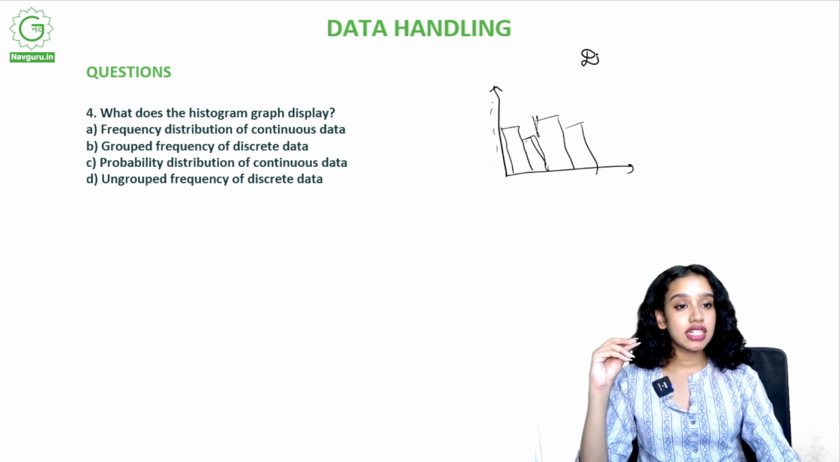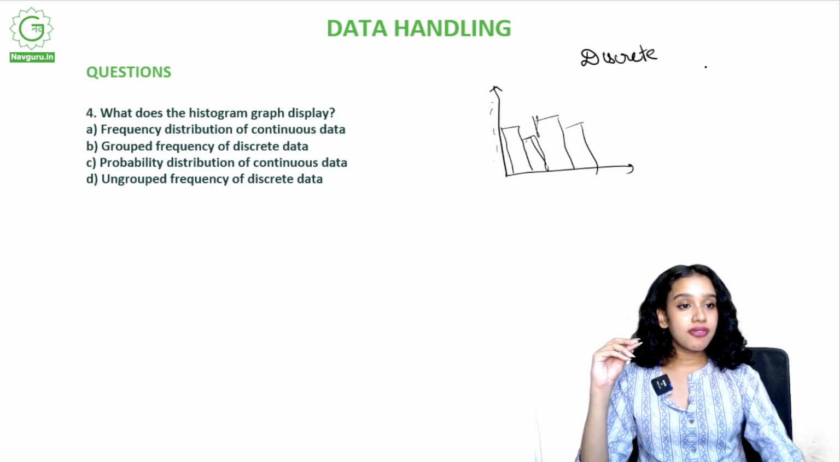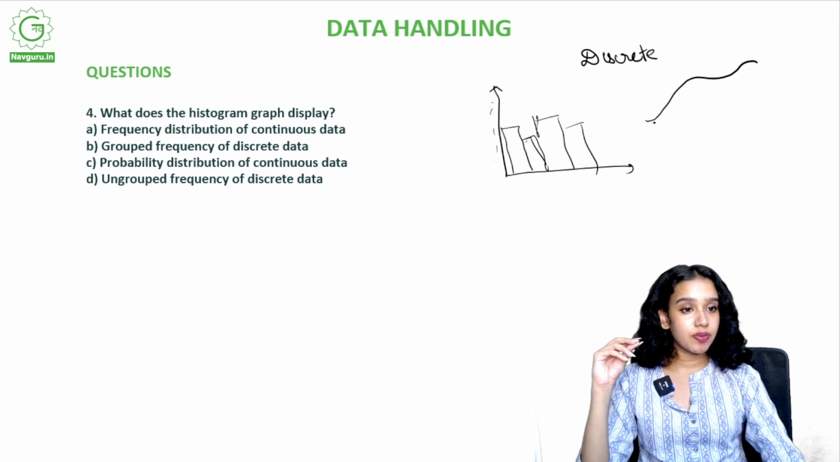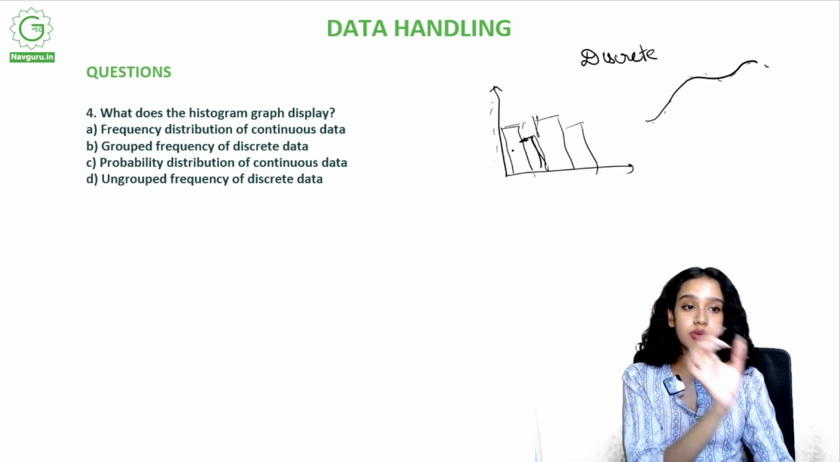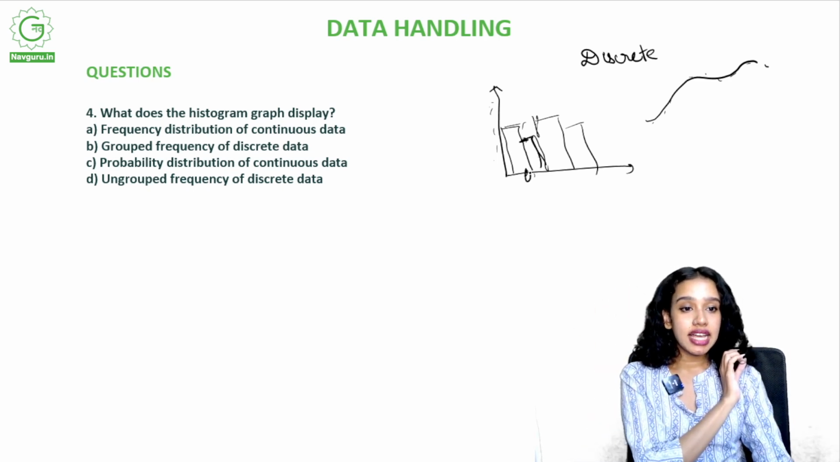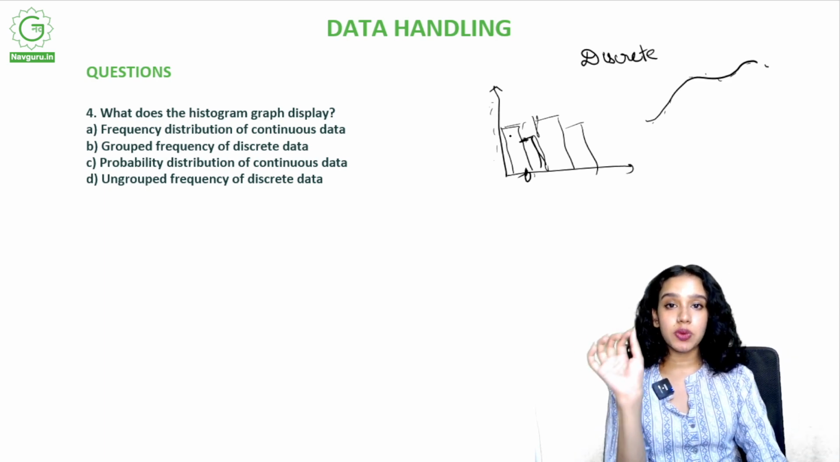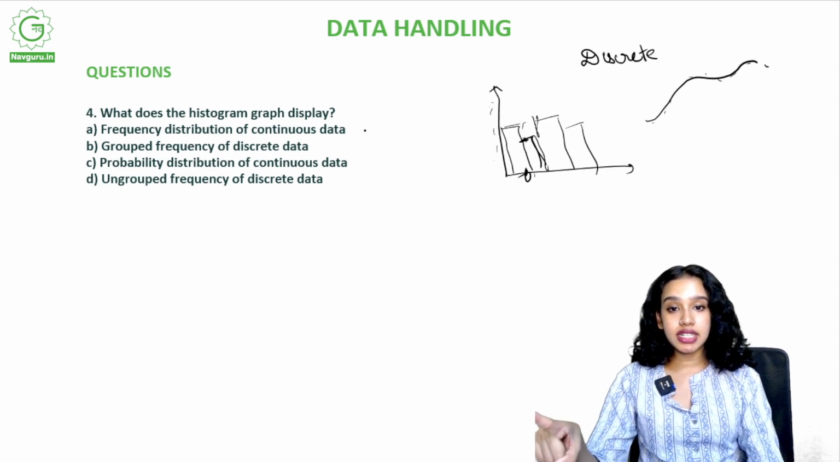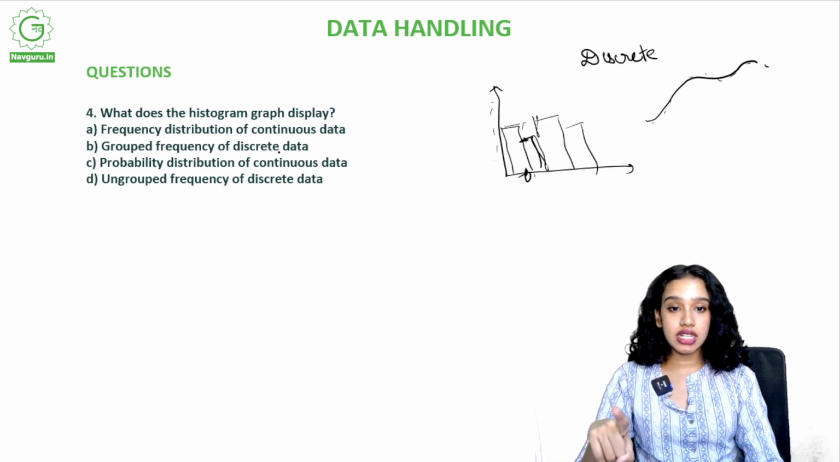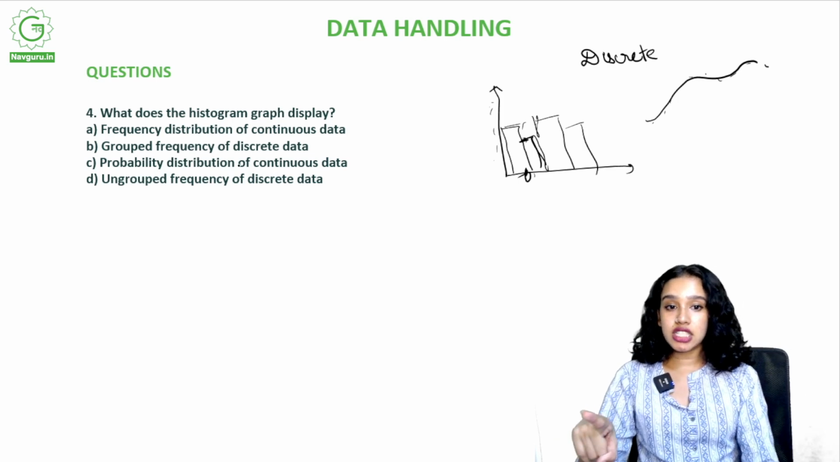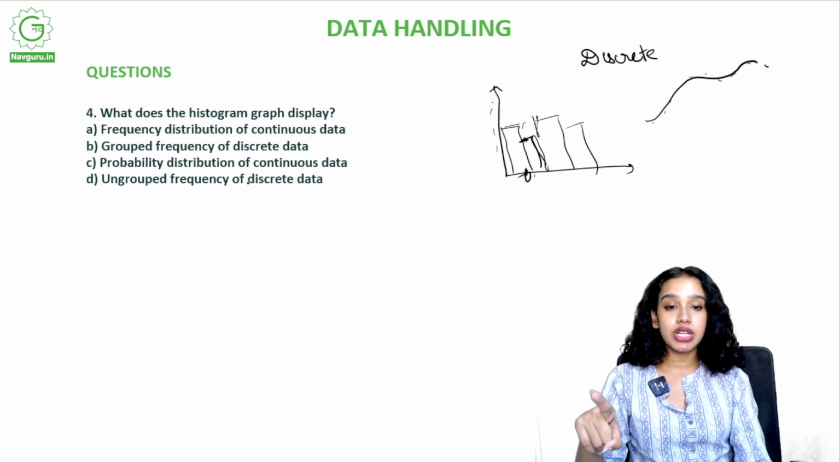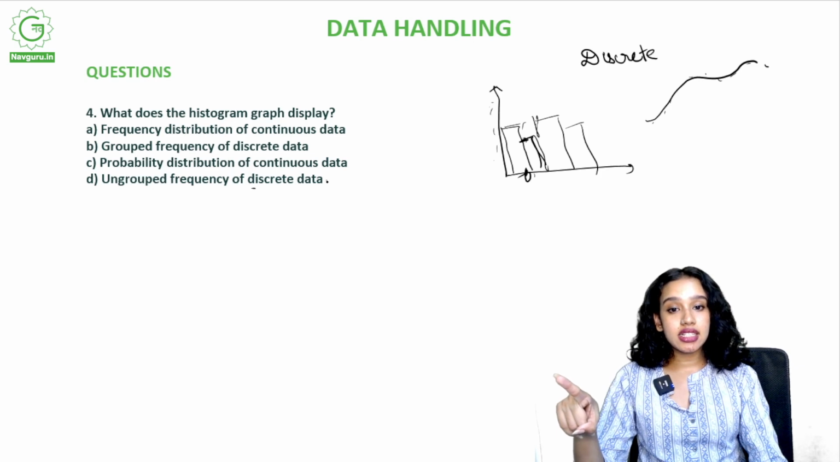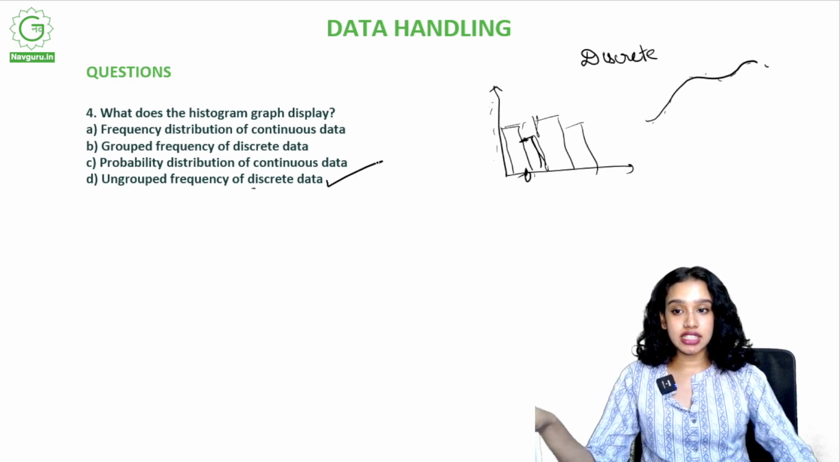So what is discrete and what is continuous? If I'm saying this is data, it's continuous. Now here it's not continuous, it's discrete. We have particular values for every single x value, right? We have discrete y values. It's not a continuous value, right? So the options are frequency distribution of continuous data, grouped frequency of discrete data, probability distribution of continuous data, and ungrouped frequency of discrete data. The right answer is ungrouped frequency of discrete data.